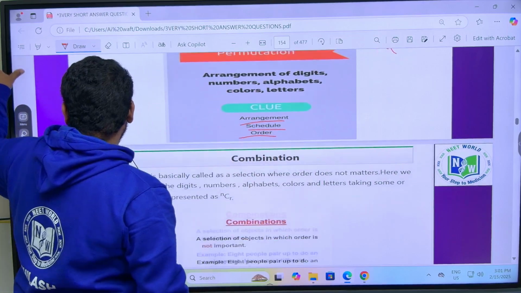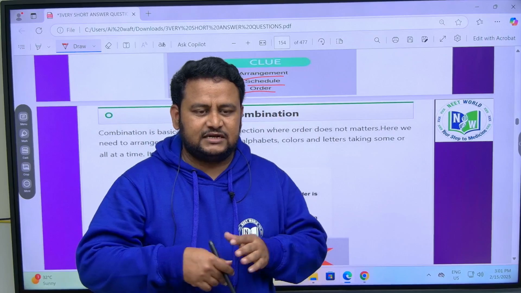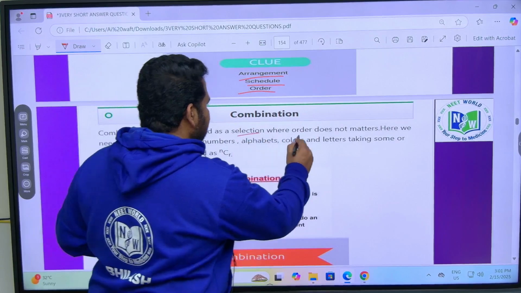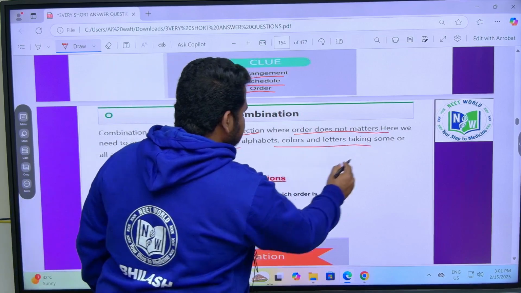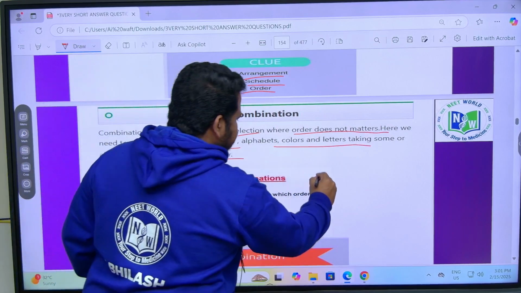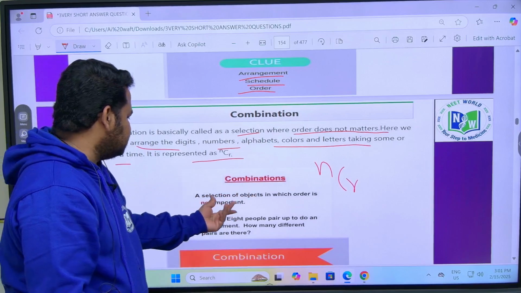Next, what is combination? Like I told you earlier, selecting something is nothing but combination. Combination is called a selection, where order does not matter. Here we need to arrange the digits, numbers, alphabets, colors, letters, taking some or all at a time. It is represented by nCr. The mathematical representation of this is nCr. A selection of objects in which order is not important.